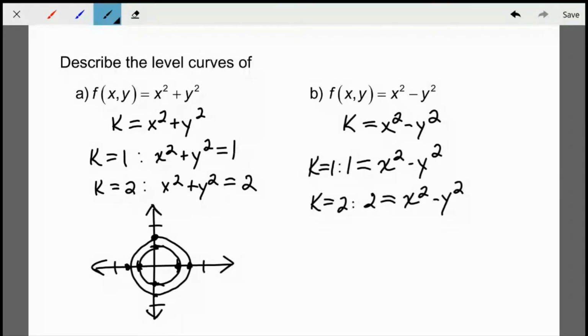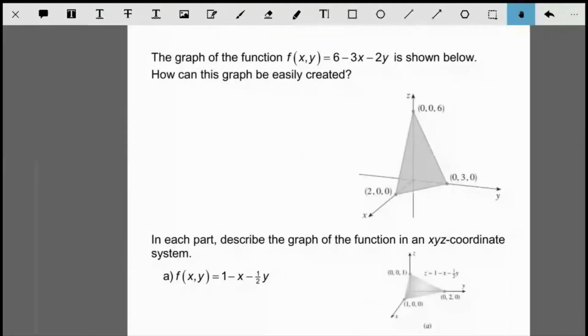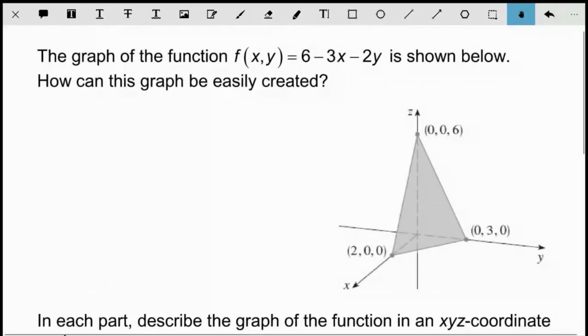And to get that one more in our standard form, that would be 1 is equal to x squared over 2 minus y squared over 2. Okay, so we've got these hyperbolas if we look at it from the overhead view this time. So I'm not going to sketch that one, but you could easily sketch those hyperbolas if you wanted to, and that would give you a view of what those level curves look like.